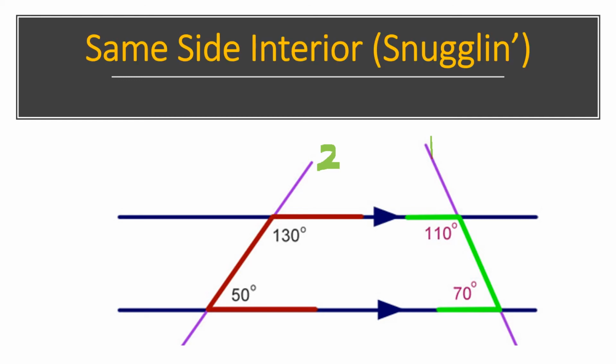Same side interior, snuggling up. Now naturally, look, 130 and 50, that's not the same angle measurement. That's acute, that's obtuse. So it's going to be equaling 180 degrees together.